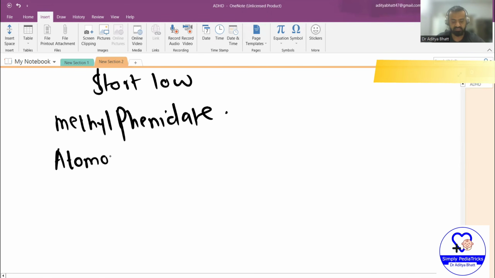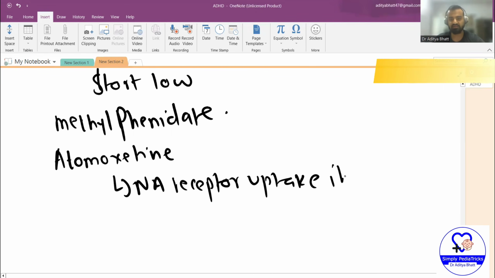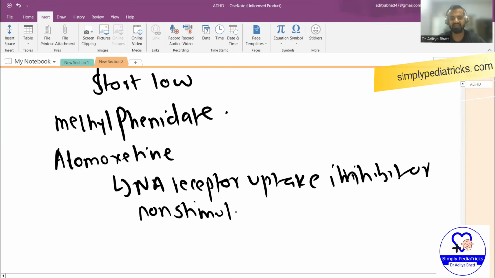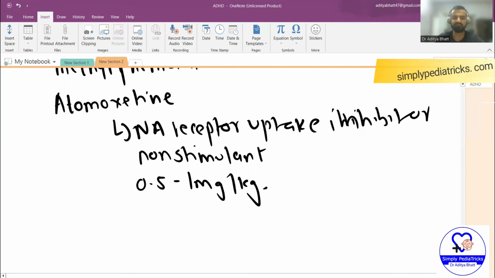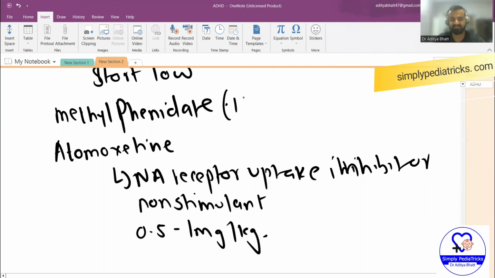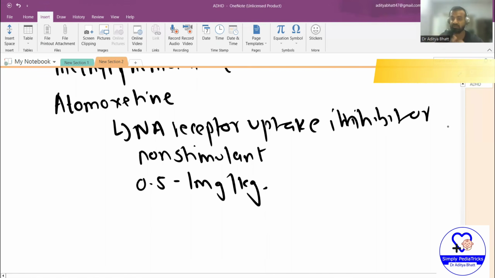The other drug you can use is atomoxetine. Now, atomoxetine is a noradrenaline reuptake inhibitor, and it is a non-stimulant. So there are two categories of drugs that you can give: one are stimulants and second are non-stimulants. So atomoxetine is a non-stimulant drug, and it is given at 0.5 to 1 mg per kg. And this is now growing up to be the drug of choice compared to methylphenidate. Though methylphenidate is the first line, atomoxetine is now gaining popularity because it is a non-stimulant. The stimulant side effects are absent in atomoxetine. So that is why usually we use this drug.